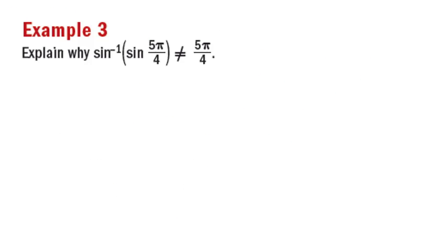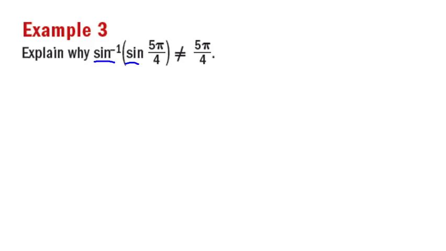Okay, so this is a great example to look at. We want to explain why sine inverse of sine of 5 pi over 4 is not equal to 5 pi over 4. If we look at the two functions, we have sine inverse and sine. Normally when two inverse functions are directly next to each other, they cancel each other out and we should just get whatever is left on the inside. So in theory, we should just get 5 pi over 4. But we're going to work this out.